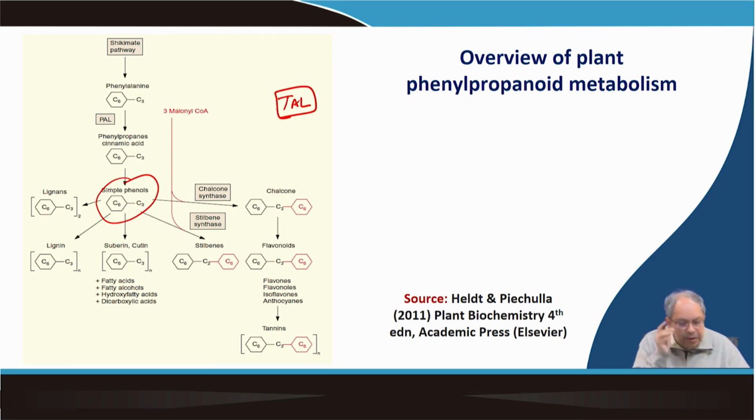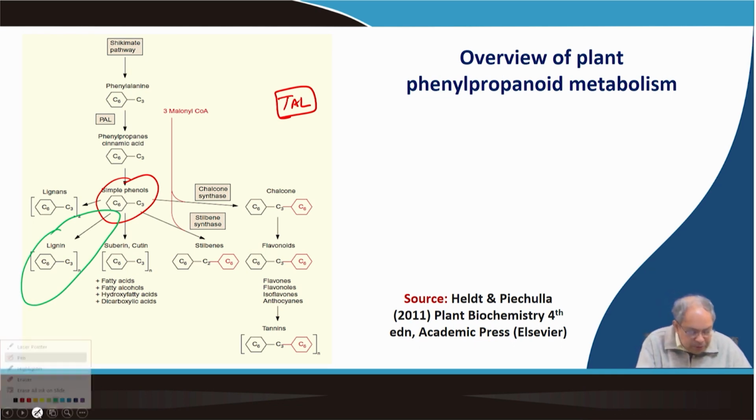Now this C6C3 structure will contribute towards the formation of lignin. As I have mentioned, this is the lignin pathway. Simple C6C3 is monolignol, but when that joins in multiple numbers it forms the polymer, which is why this N is given here. That is why it is called lignin, whereas two such molecules form lignans.